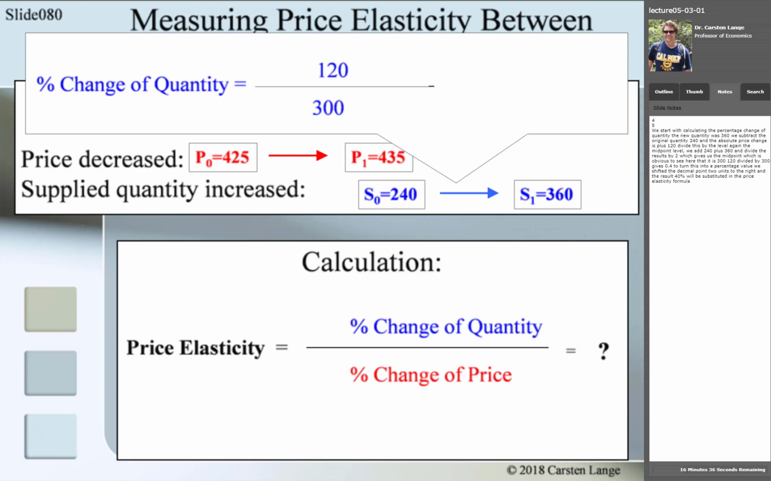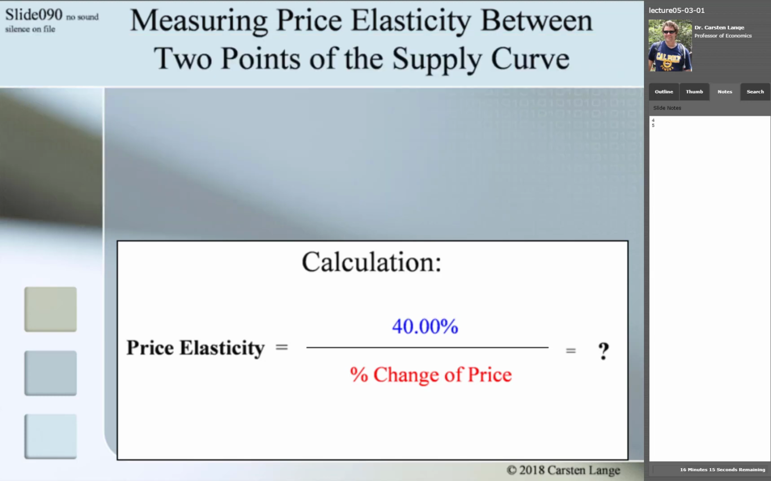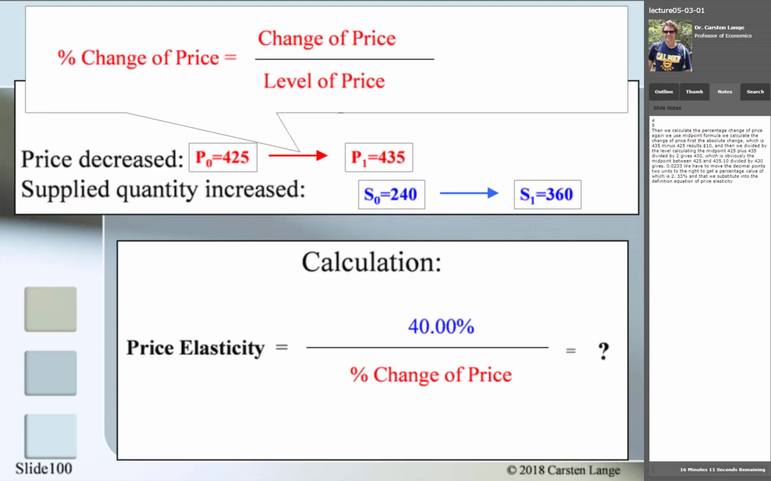120 divided by 300 gives 0.4. To turn this into a percentage value, we shift the decimal point 2 units to the right, and the result, 40%, will be substituted in the price elasticity formula. Then we calculate the percentage change of price. Again, we use the midpoint formula.